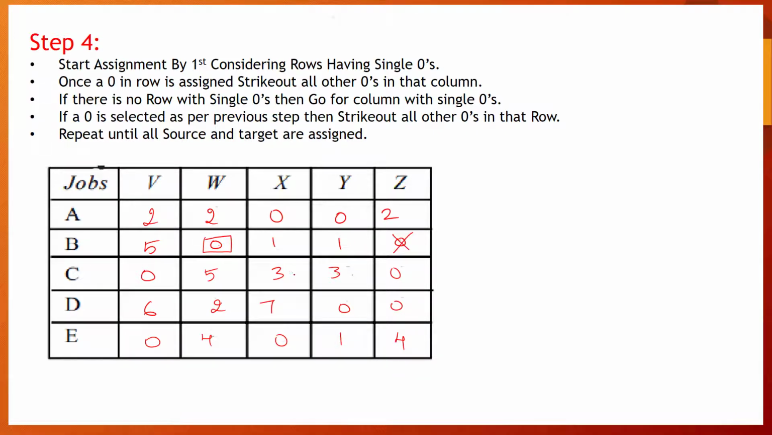So next we need to check for the row or column with the single zero. So we can see that we don't have any row or column with a single zero. So what we can do is we can just select any one and we can go with the flow. So if we do like this, there will be an alternative, but at the end both will give the same solution. So let me select this one. So when I selected this one, I need to cross out this one and this one.